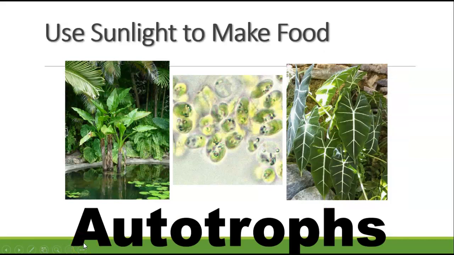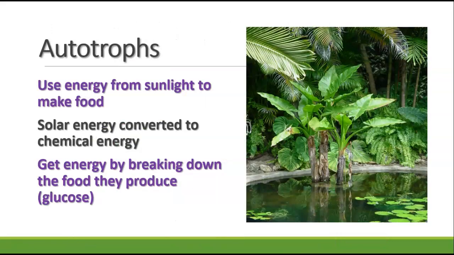Now remember, autotrophs use sunlight to make food. That includes plants and algae, and there are certain other organisms like cyanobacteria that can undergo photosynthesis as well to produce food in this way. They're all called autotrophs, and they use the energy from sunlight to make food. In this process, the solar energy is converted to chemical energy. Remember, we're not creating or destroying energy, but we can transform it from one type to another.